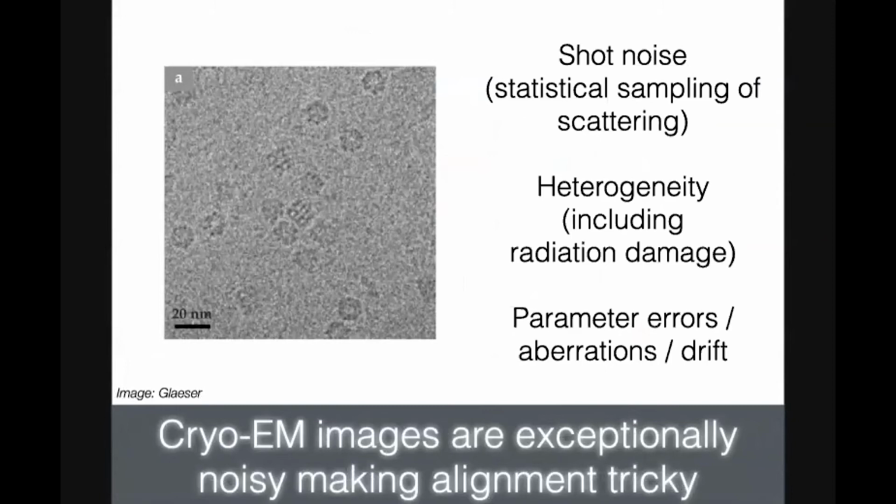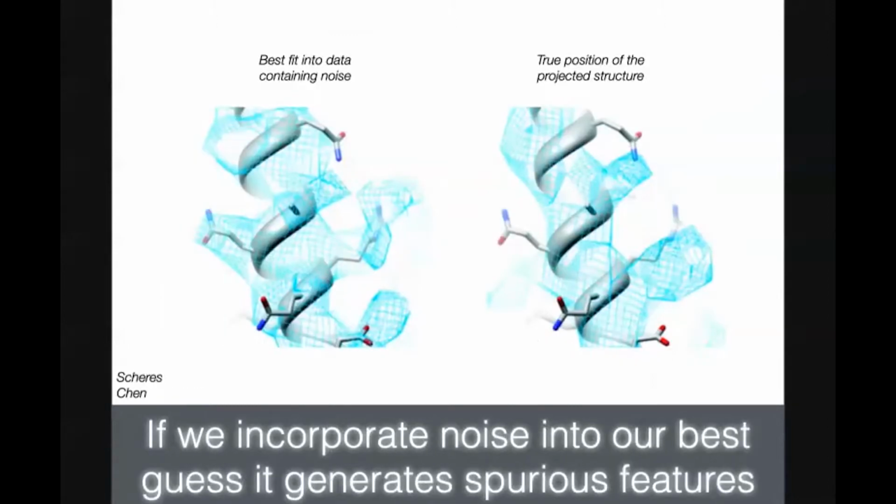Unfortunately, as this image from Bob Glaser shows, cryo-EM images are super noisy. This comes from a variety of noises. Shot noise is one of the principal contributors, but heterogeneity, including radiation damage, is also a significant contributor. What this means is that you end up incorporating a lot of noise from each of the images every time you reproject. And as you can see from this example from Shaw Sherris lab, if we leave the noise in the structure, we just get the wrong result.